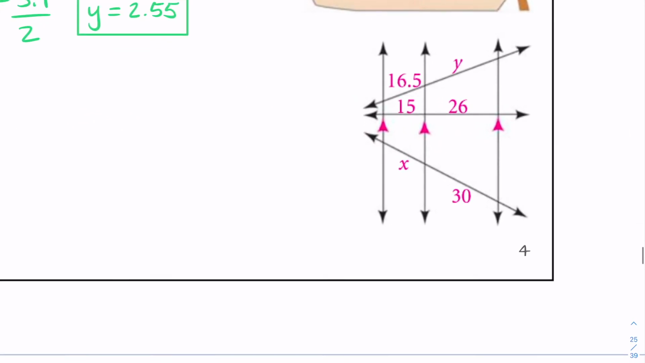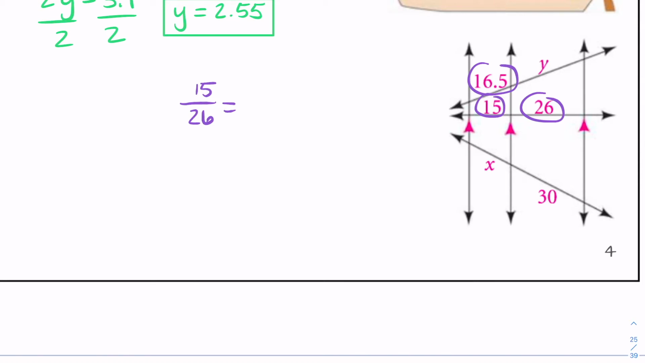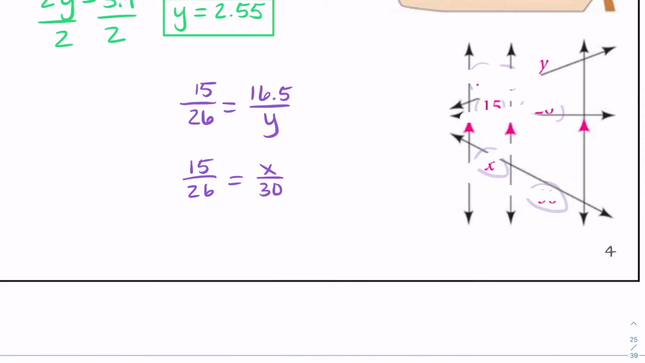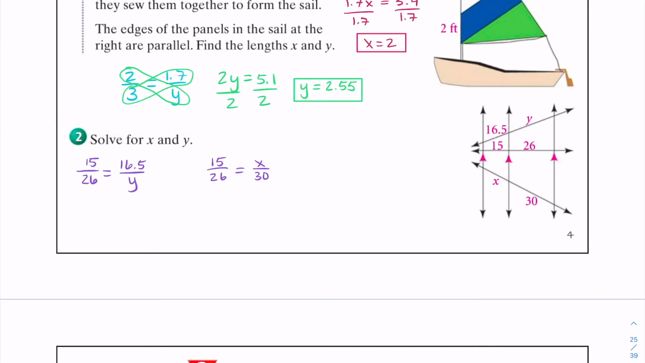Now I'm going to do one here. We are going to use 15/26 for both. So 15/26 equals 16.5 over y. And I'm also going to set up another one, 15/26 equals x over 30. I'm just going to solve both of these. Let me erase those. All right. Solve both of these.